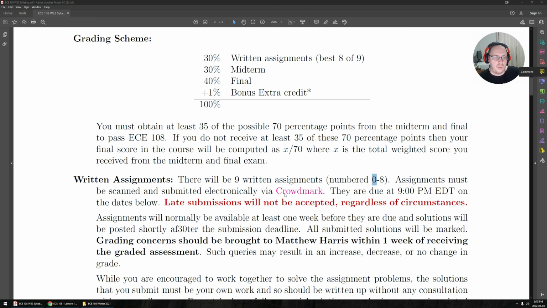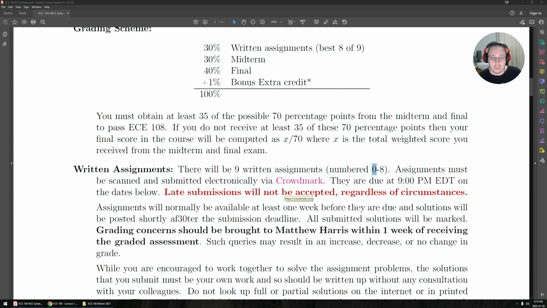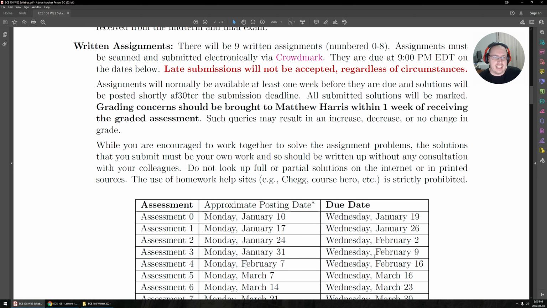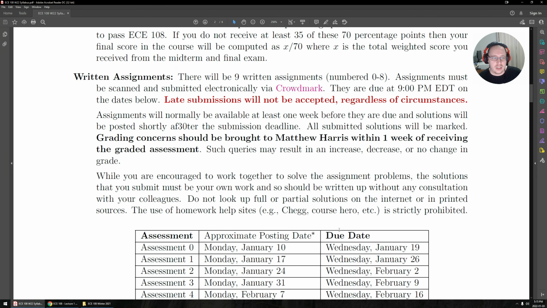Okay, so for assignments, we're going to be using CrowdMark. There's a link to CrowdMark. You should know CrowdMark. And these assignments will be due at 9 p.m. EDT on the various dates below. The dates are all Wednesdays except for the Tuesday, which is actually the last day of class. So just keep that last one in mind. And you will be given the assignments normally at least 1 week before they're due, and solutions will be posted shortly after the submission deadline.